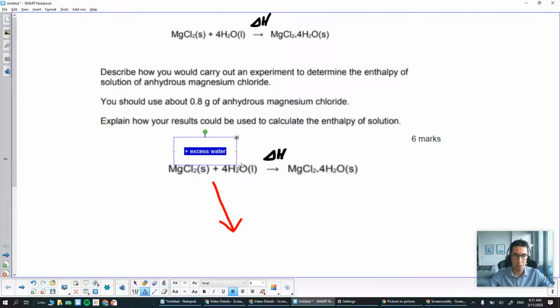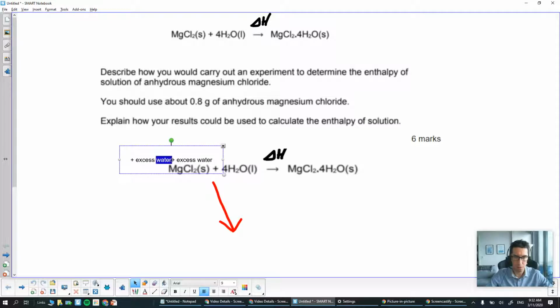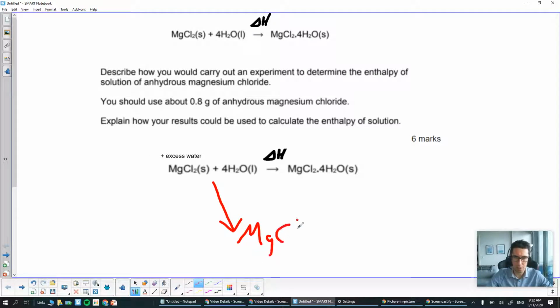Okay, and we'll put that over the other side as well. You have to have everything balanced, obviously. So if we add excess water to this side, it's going to form magnesium chloride aqueous. Now, this is a reaction we can do. We just add water, we get some water, and we add magnesium chloride to it, and we measure the enthalpy change.